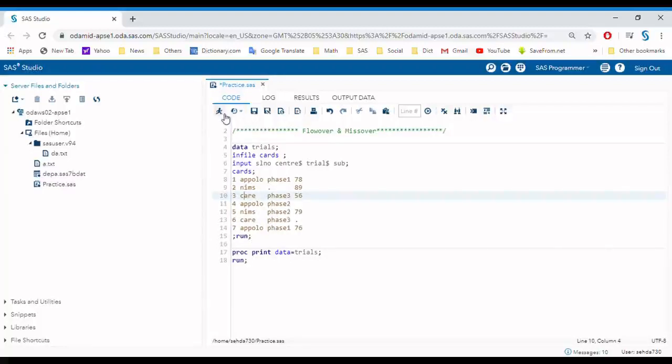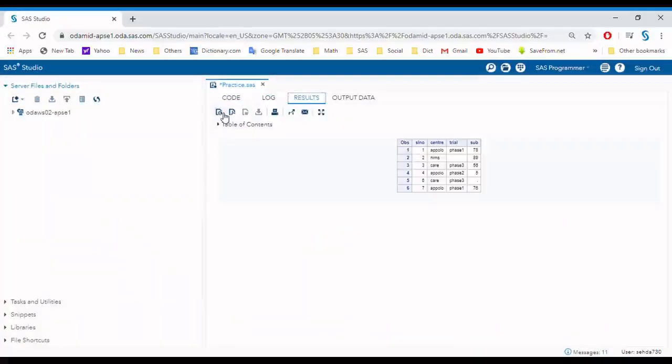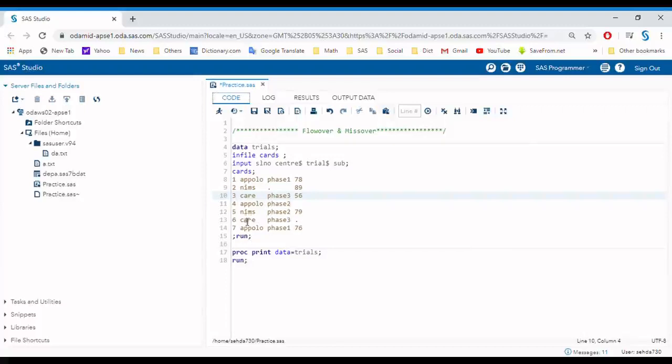Okay, I did run this code. As I told you, on the fourth observation it reads till phase, and then sub was missing, and the 5 has been taken from the next observation. So let's see over here. The 5 has been taken up over here, right? And then phase 2 and 79 have been skipped, and after the fourth, comes 6 and 7.